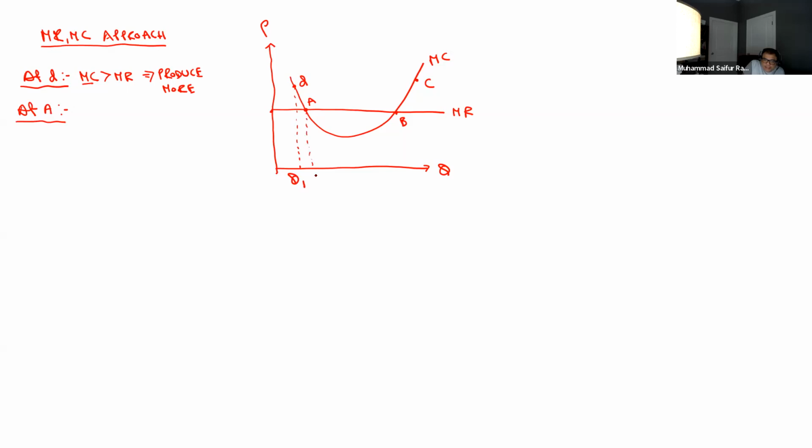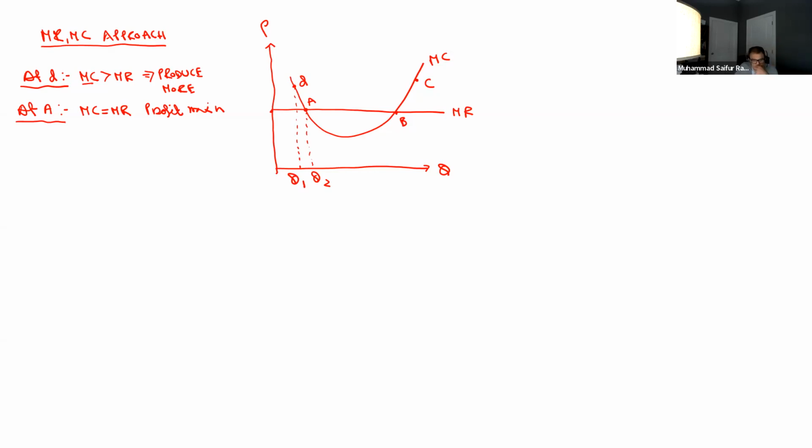At point A, let's say the output level is Q2. At point A, marginal cost is equal to marginal revenue. It seems like this is a profit maximization point because it satisfies the equilibrium condition that we saw in the previous slide.